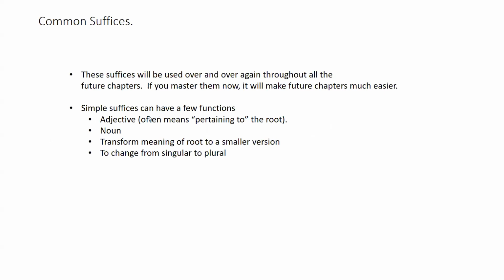Some act as adjectives, so they often mean, for example, pertaining to whatever the root is. Pertaining to the heart, pertaining to the skin, pertaining to just means pertaining to. Sometimes they act as nouns. Sometimes they transform the meaning of the root to a smaller version of the root. So, for example, an arteriole, the suffix is "-iole", and that means a small artery. The root is arter or artero. So an arteriole is a small artery. We'll see that in a minute. And you, of course, need them to change from singular to plural.